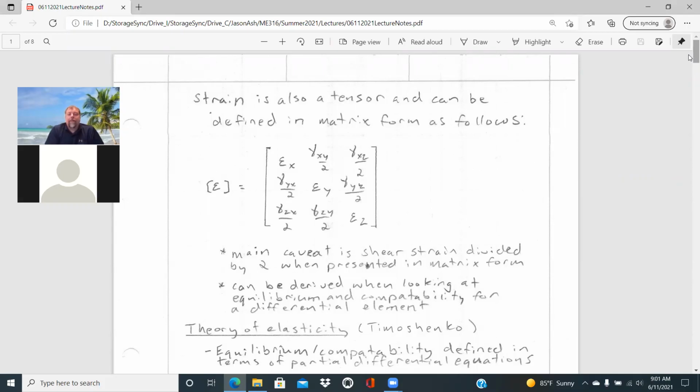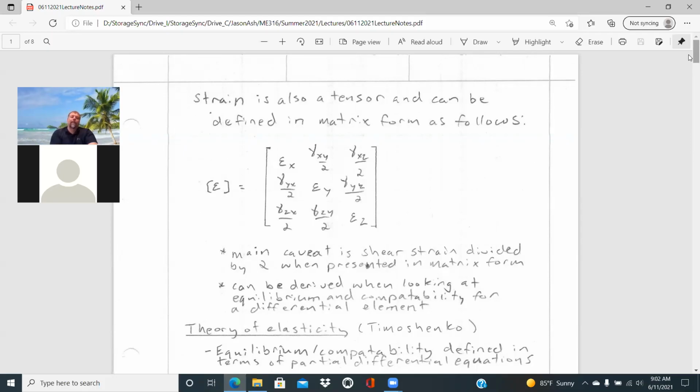And so we'll go ahead and get started for today, June 11th, 2021. But where we left off on Wednesday was really just looking at constitutive relationships, that relationship between stress and strain. We defined earlier that stress is a tensor. And here strain is also defined as a tensor and can be drafted in matrix form according to the following matrix.